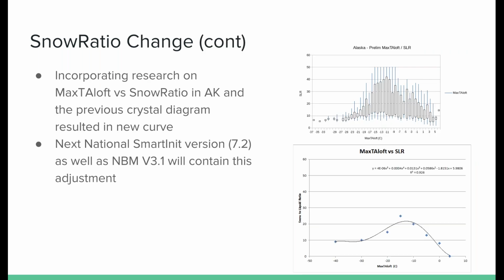So there's a group from across the Weather Service that worked on SnowRatio for the National SmartNet and also put it in for the National Blend of Models. One of the members on there did some research about max T loss versus SnowRatio in Alaska, and you see that you have that nice peak, as you'd expect, around the dendritic growth zone, and then it drops back down. And so we made a change here to the SnowRatio curve in the bottom right, and the next National Blend of Models version as well as the next SmartNet version will contain this adjustment.